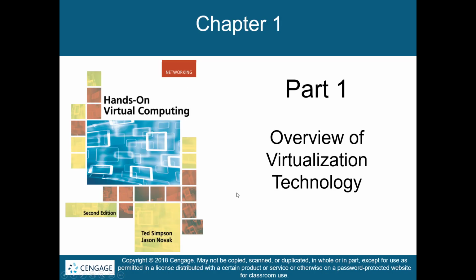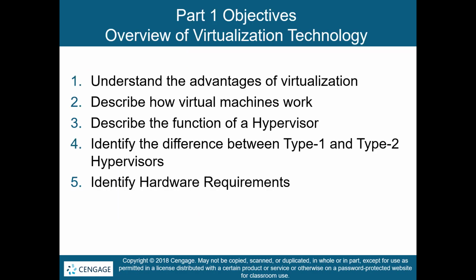So let's get started with Part 1, an overview of virtualization technology. In this section, we'll be taking a look at how virtualization works, some of the advantages of it, describing the function of a hypervisor, the difference between type 1 and 2 hypervisors, and then some of the hardware requirements you need to run virtualization on your computer.